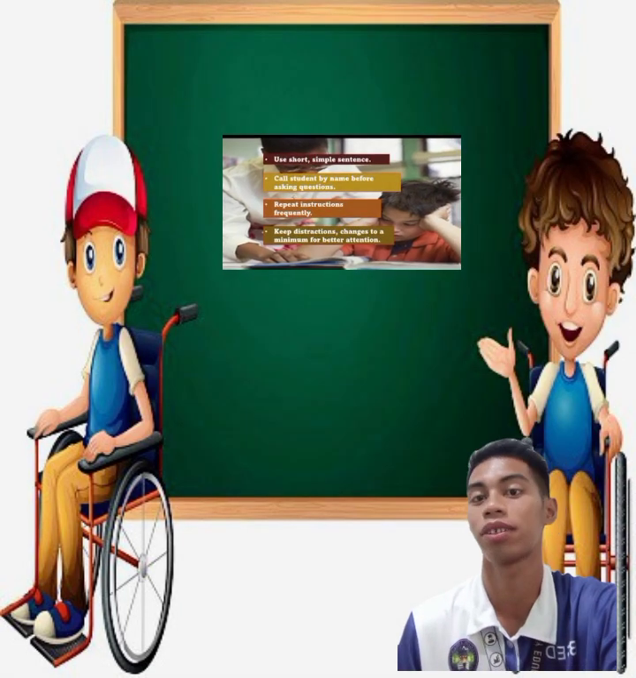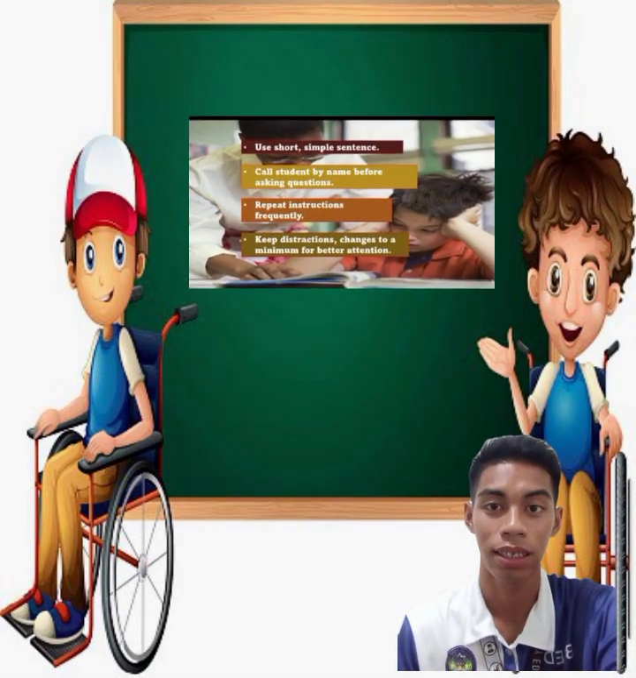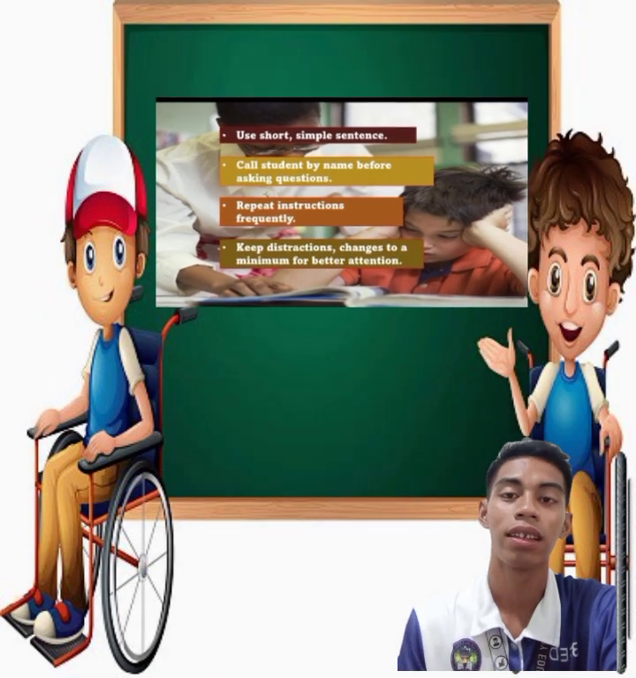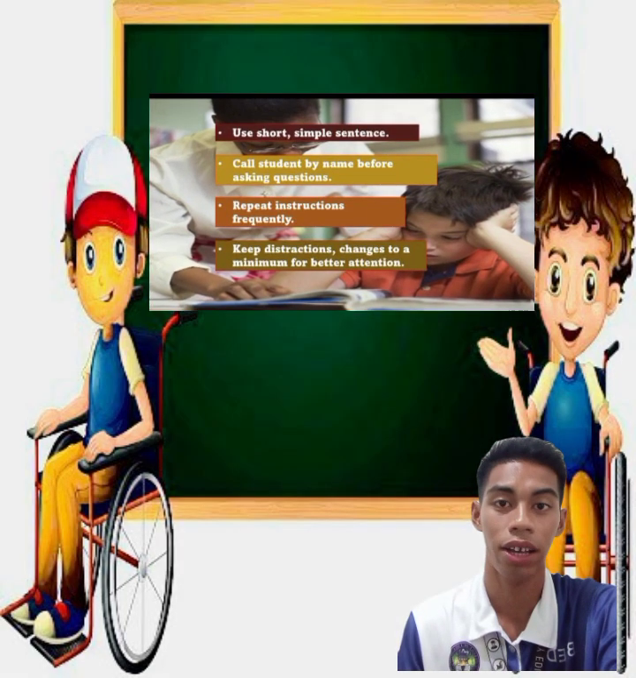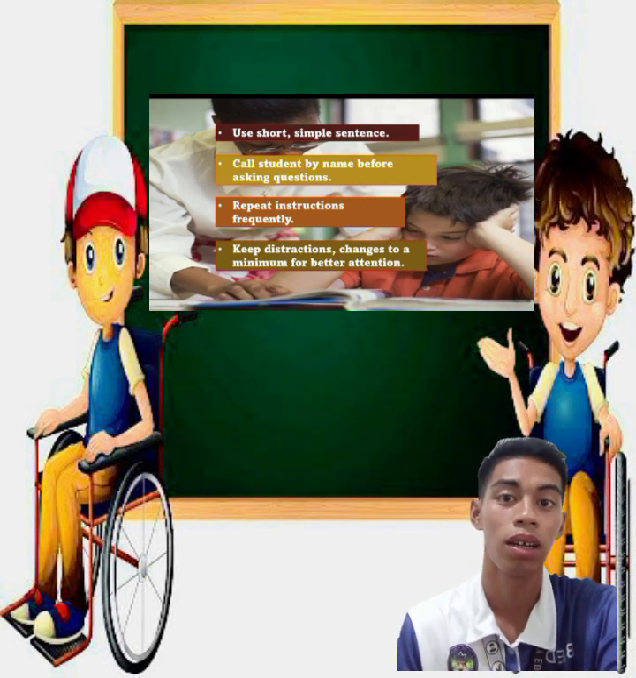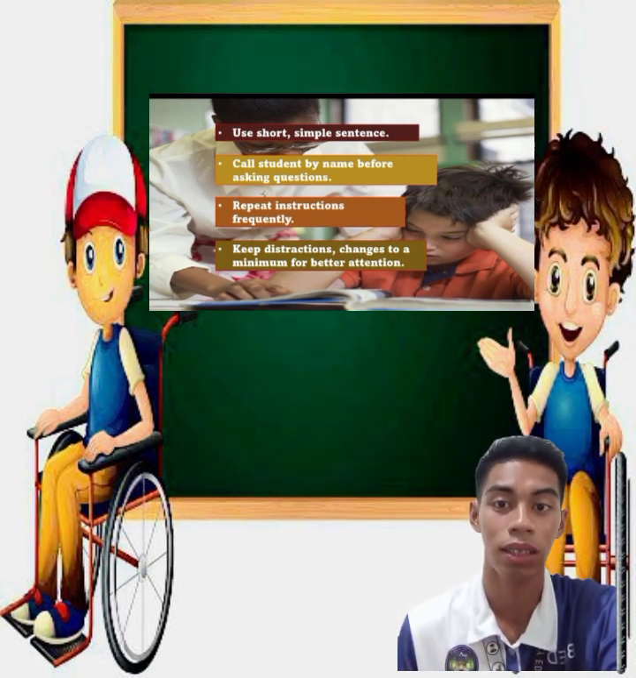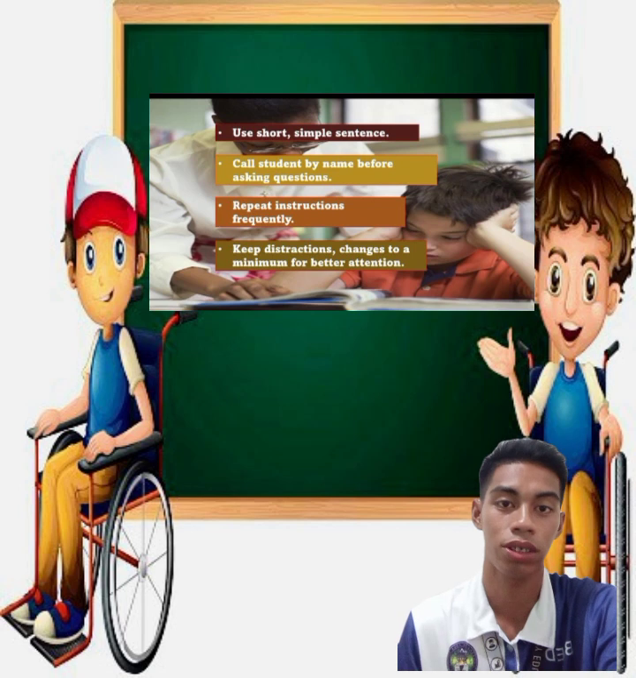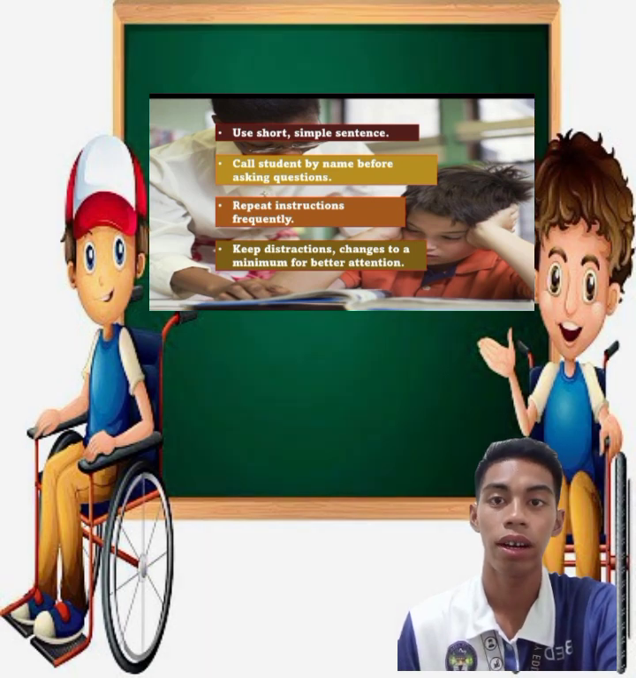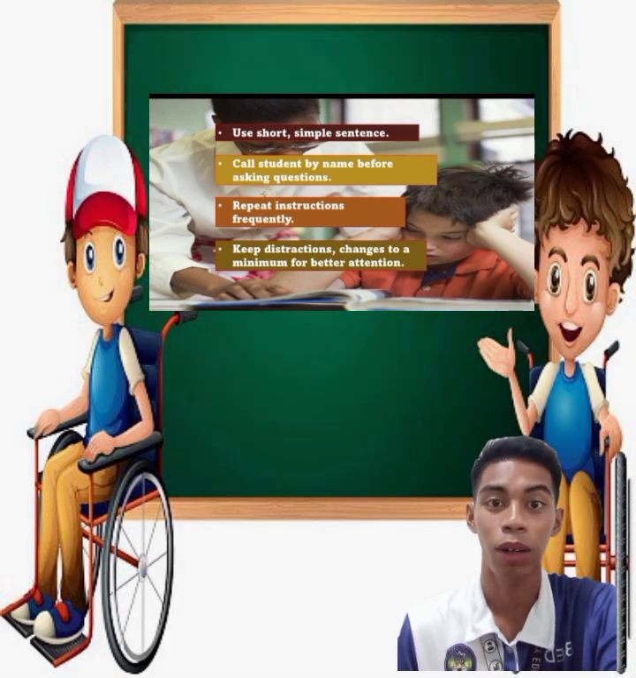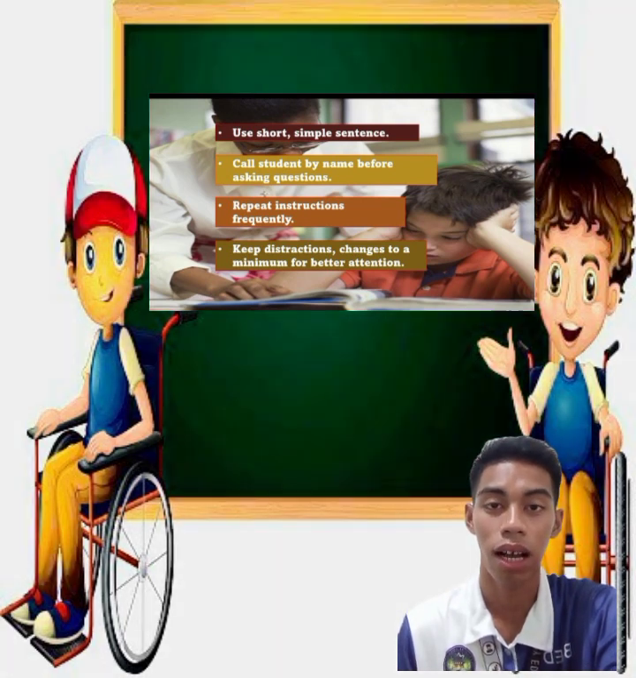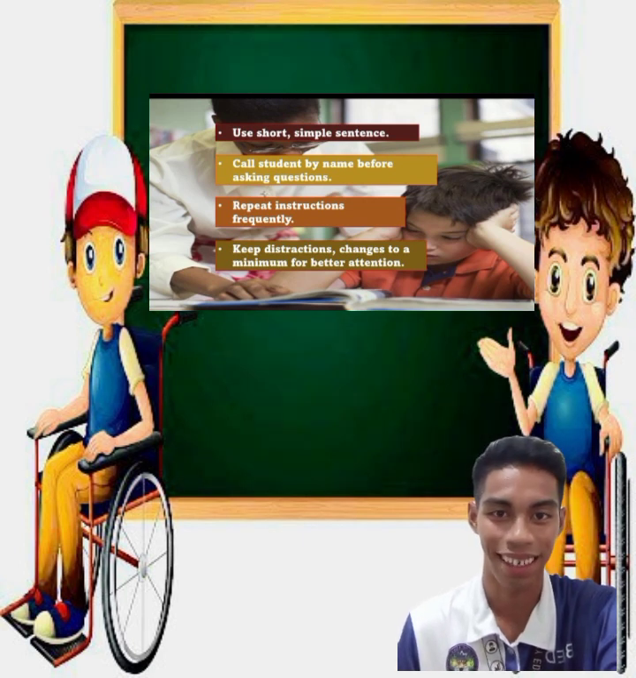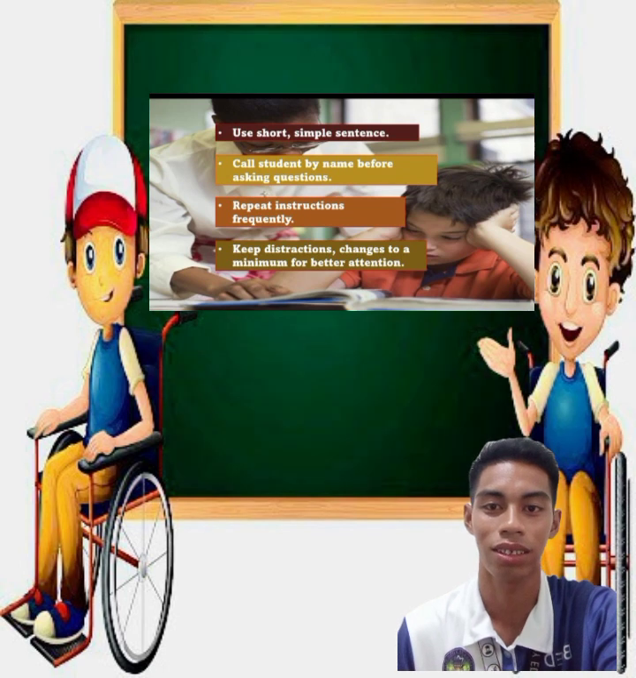So we have here, first, use short, simple sentences. That way, the students will easily understand what you are trying to say, dali ra silang makasabot kung unsa man ang buot nimong isulti. Next is call students by name before asking questions. This is also a way of getting their attention. Importante sad nga before nimo sila pangutanon, tawgon ang ilang ngalan para ma-get nimo ang ilang attention.